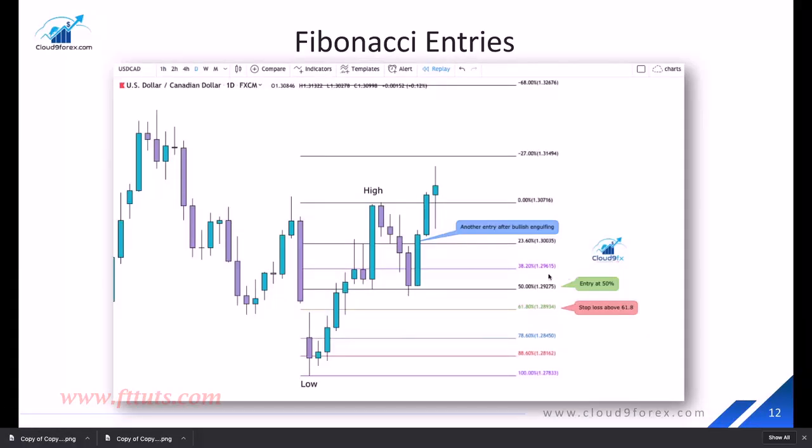So looking on the daily, our 100% goes to the low to the high, so we rejected off the 50%, stop loss above the 61.8 just in case it hits the 61.8 because that's a good retracement level as well. So we rejected. We actually got a bullish engulfing pattern, so that's an extra confirmation, and we could have took a sell on this next candle. So I will explain that.